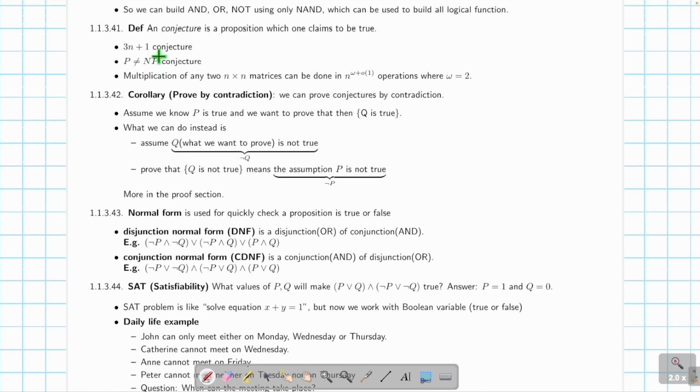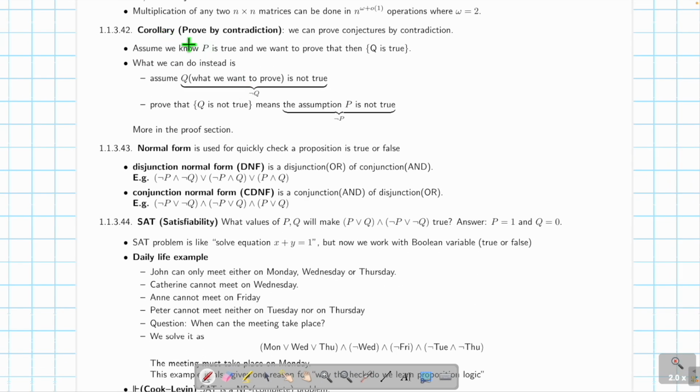And now, here's another thing. What is a conjecture? A conjecture is a proposition. That means it has a truth value, but we don't know it. But somebody claims it is true. For example, somebody claims P not equal to NP. And then here's a corollary. Assume we know P is true and we want to prove that then Q is true. So basically what I'm doing is I want to prove P implies Q, or if P then Q, then we can do this.